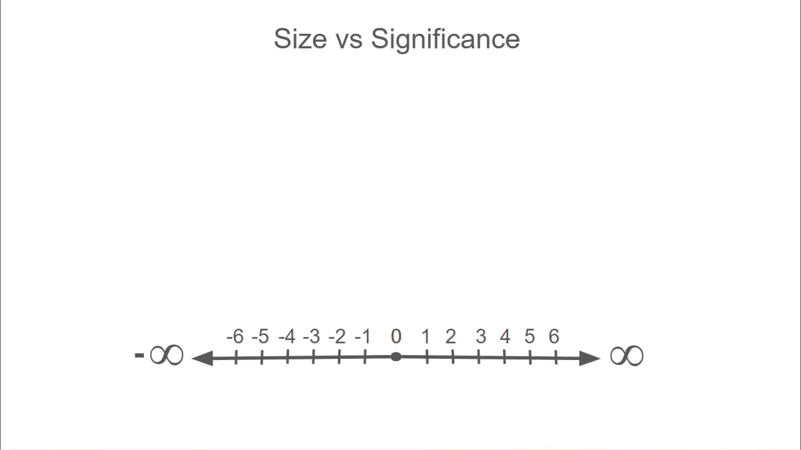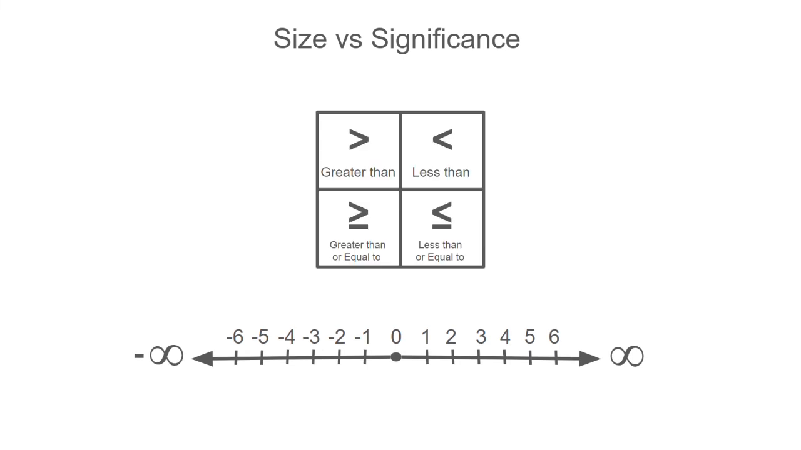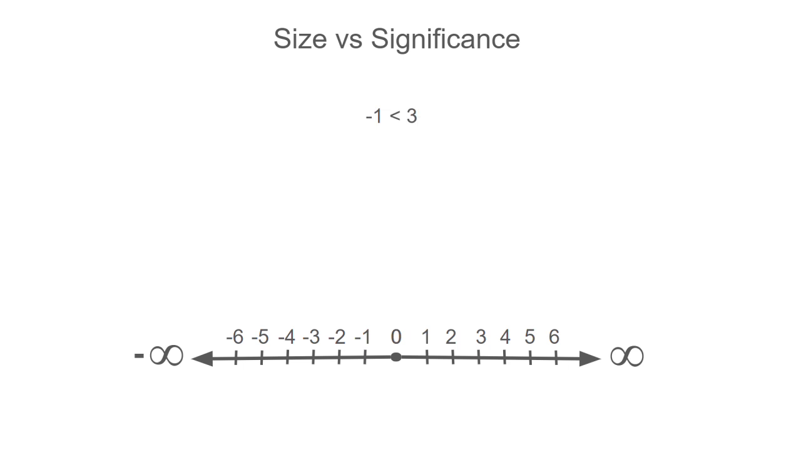First, the simpler and likely more familiar of the two, size. To be larger in size just means that the number is further right on the number line, and to be smaller means further left. Size is measured using some symbols that I hope are familiar. These 4 symbols depict different relationships regarding size that a number can have with another. For example, -1 is less than 3 because -1 is further left on the number line than 3. Another example is that 4 is in fact greater than or equal to -2. Specifically, it is greater because once again 4 is further right on the number line than -2.